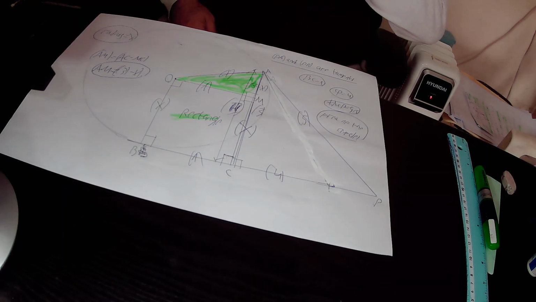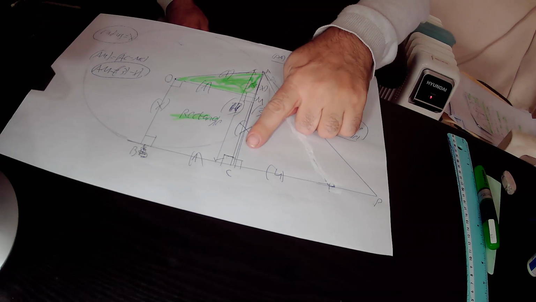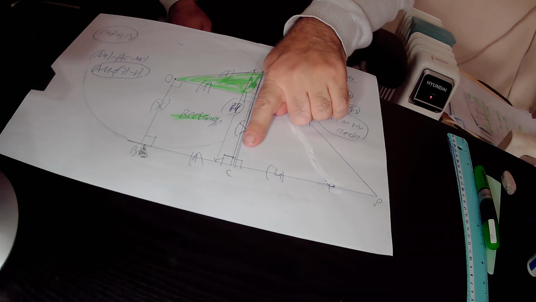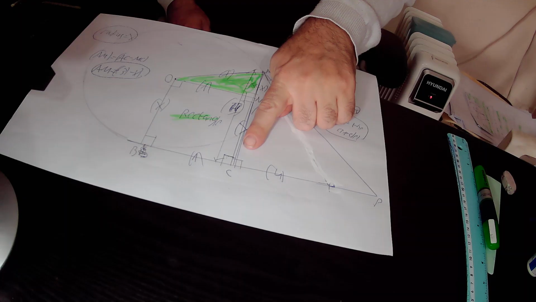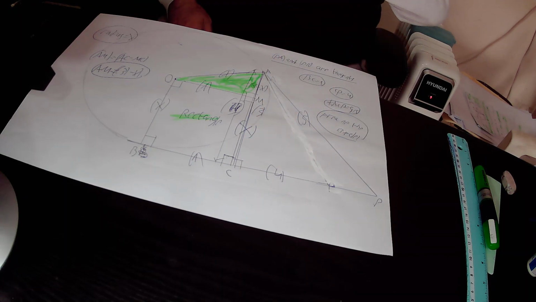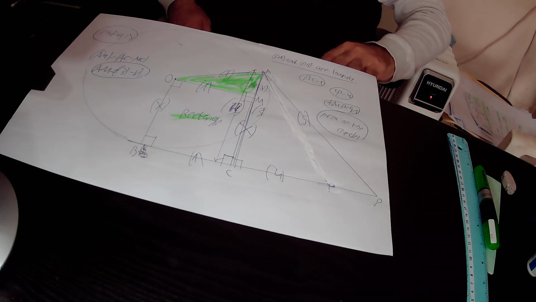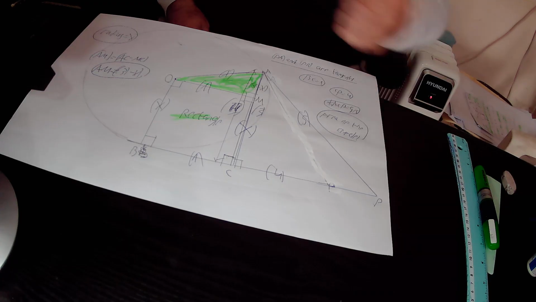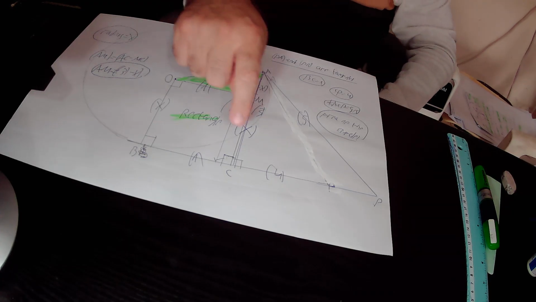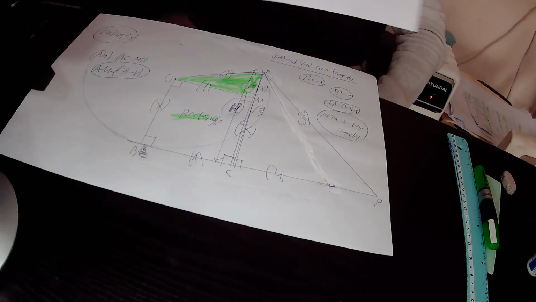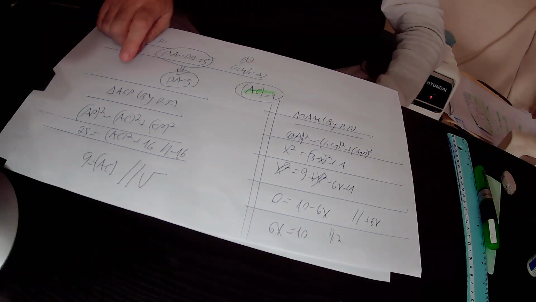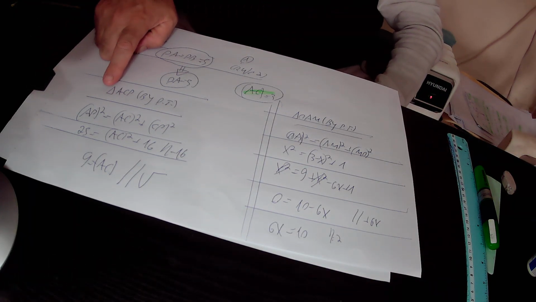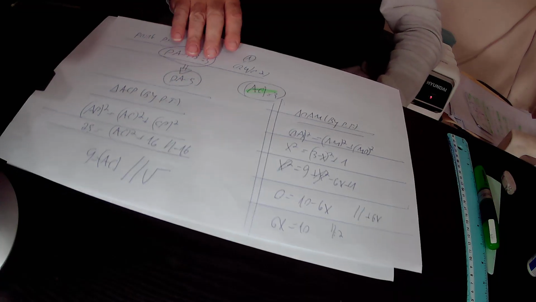In the next step, angle ACP is a right angle, equal to 90 degrees in size. So we implement the Pythagoras theorem on this right triangle ACP. According to the Pythagoras theorem, AP squared, that is the square of the hypotenuse, equals AC squared plus CP squared.